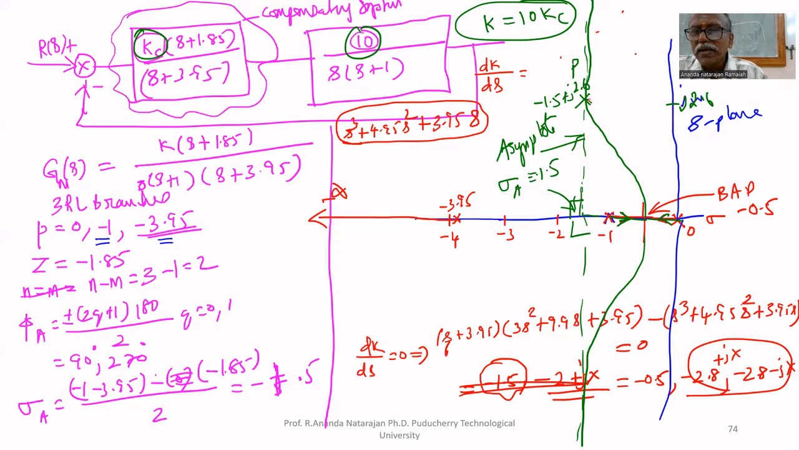The line from P to one pole, another pole, another pole, and one more zero at minus 1.85. Here, one zero is there. For that also you have to draw a line. Now we have to find the length. What is the length of this? The length is modulus of P0.